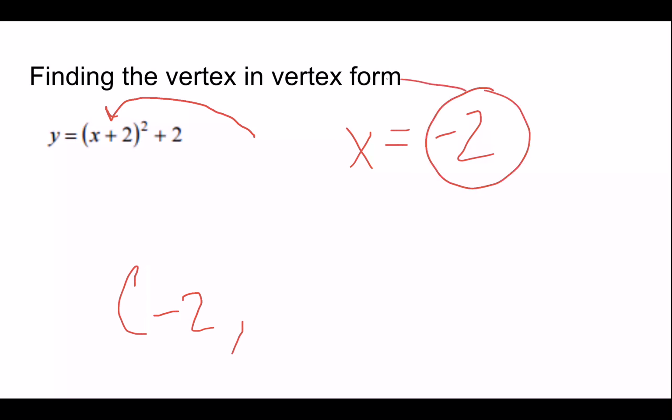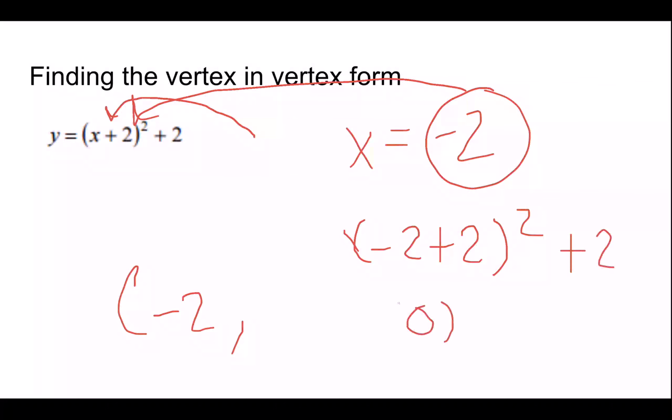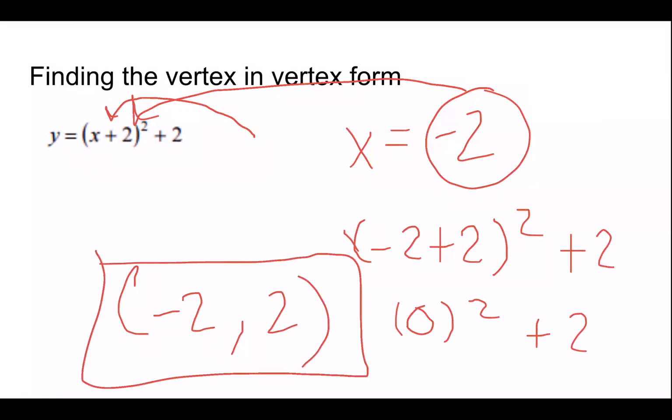Then we're going to plug in negative 2 into here to see what answer we'd get. So when I plug in negative 2 in there, I would have parentheses negative 2 plus 2 squared plus 2. Well, this part gives me 0 squared, and 0 squared plus 2 is just 2. So my vertex point would be negative 2, comma 2.